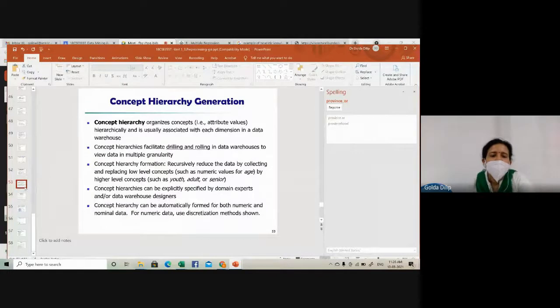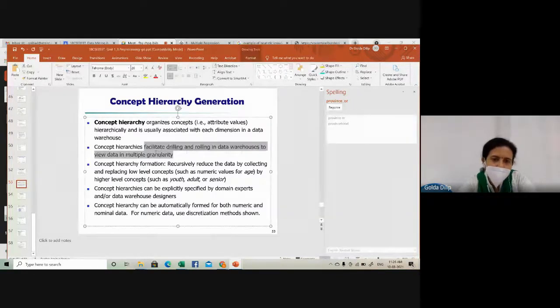or a partial ordering of the attributes at the schema level. Concept hierarchies facilitate drilling down or rolling up of the data in the data warehouse to view the data at multiple levels of granularity.